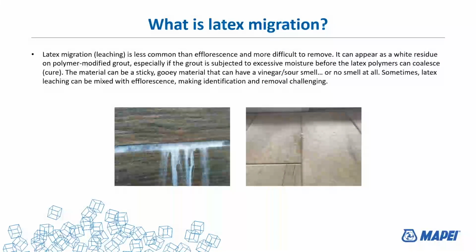Most of the time, it appears like a white residue, especially with polymer modified grouts, and especially if there's a lot of water around before the polymers can actually coalesce and cure and bind together properly. When it does migrate and manifest on the surface, it can be a sticky, gooey material, and sometimes the dead giveaway is a vinegar-type smell to it. Part of the latex building properties of the latex itself has got a glacial acetic acid type of smell, which is a vinegar.